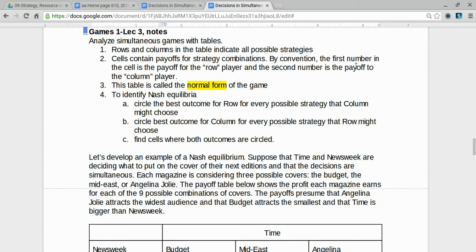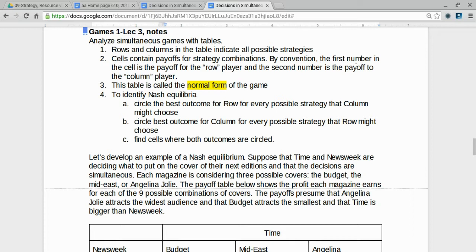In our simple 2x2 example, the rows will represent all the strategies for one player, and the columns will represent all strategies for the other player. The cells contain payoffs for every strategy combination. By convention, the first number in the cell is the payoff for the row player, and the second number is the payoff to the column player. This table is formally called the normal form of the game.